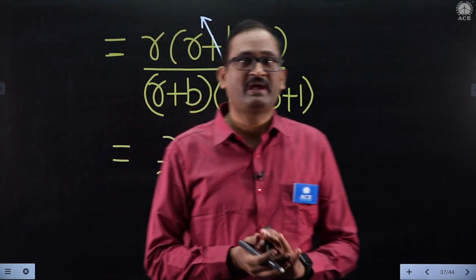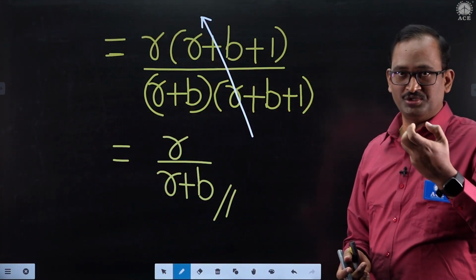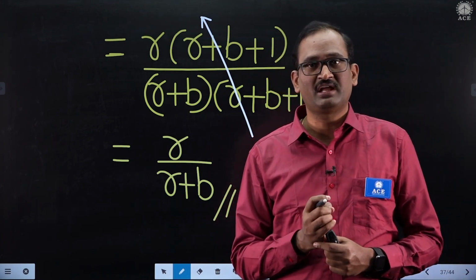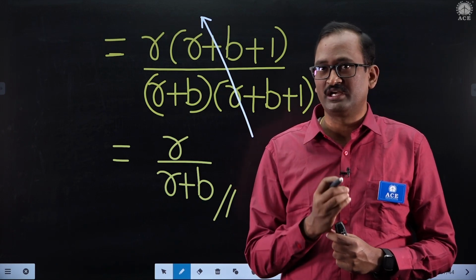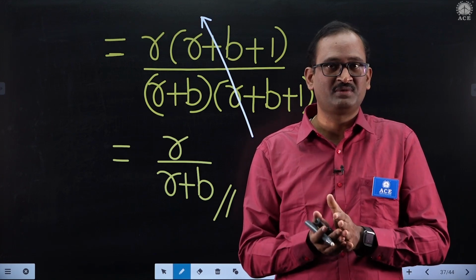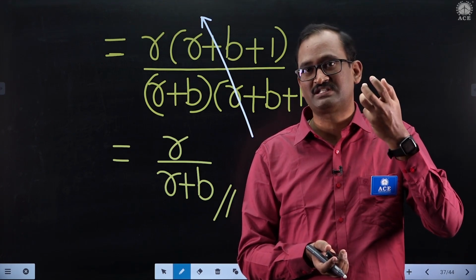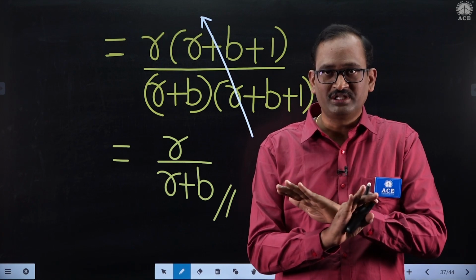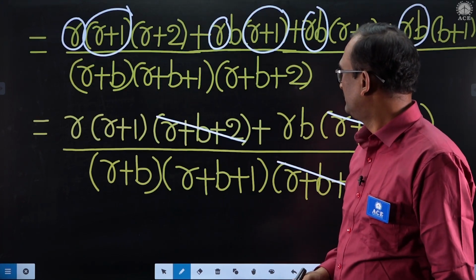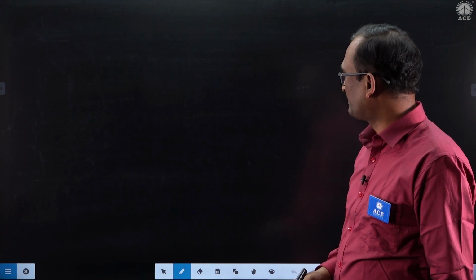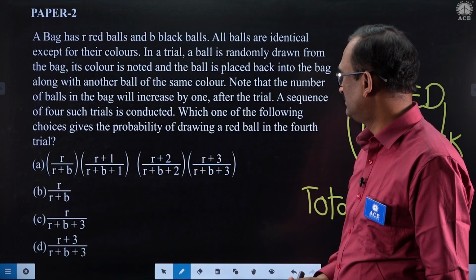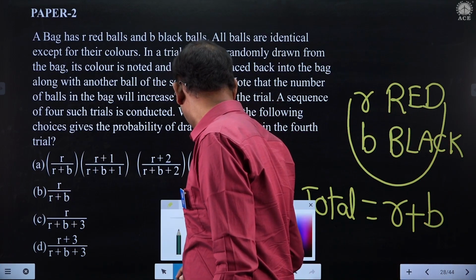If you carefully manage the terms, some steps may be reduced so that you can effectively solve, but some questions may take only 10 seconds, 15 seconds or half a minute. Some problems in the examination may consume 3 minutes, 4 minutes, even 6 minutes also. The only thing is you need to manage the time in the exam. R by R plus B. So option B is the right answer.